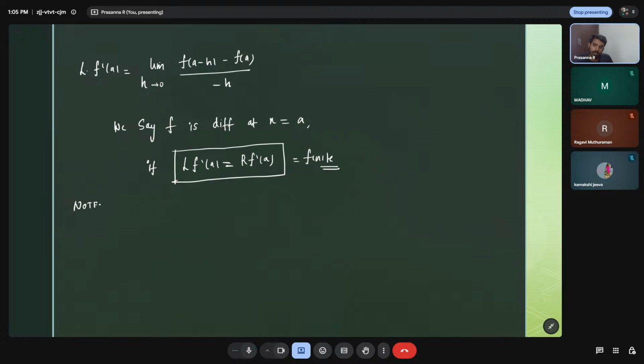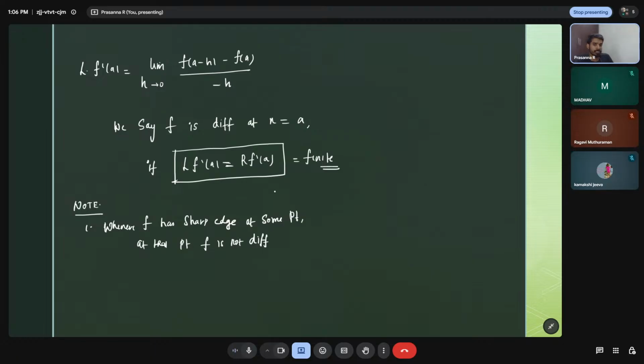Note, whenever your function f has a sharp edge at some point, at that point f is not differentiable.